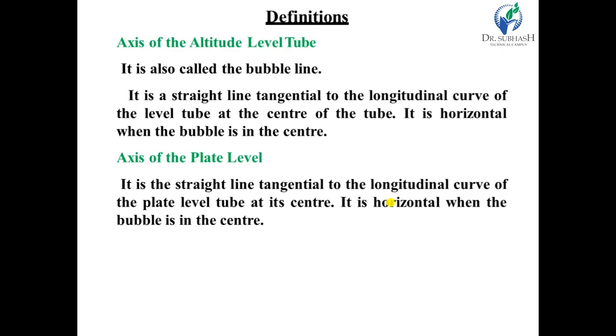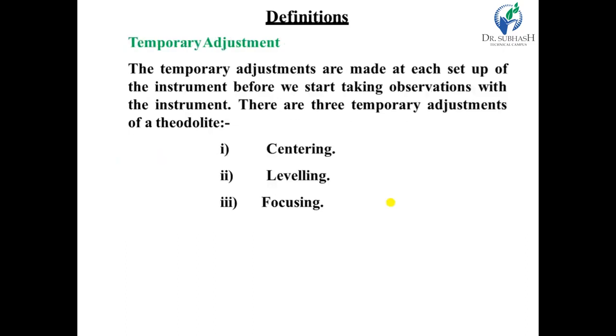Next is the axis of the plate level. It is the straight line tangential to the longitudinal curve of the plate level tube at its center. It is horizontal when the bubble is in the center.